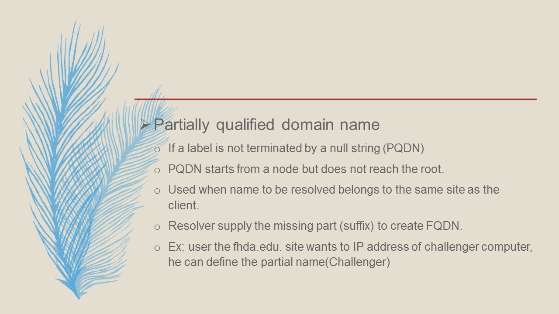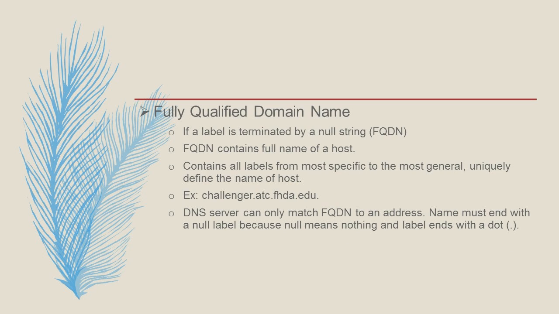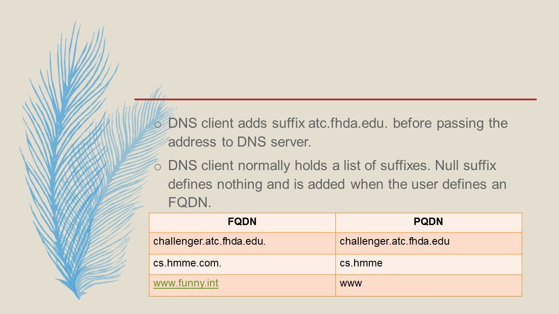domain name. For example, if a user at fhda.edu wants to get the IP address of the challenger computer, he or she can define the partial name. The DNS client adds the suffix atc.fhda.edu before passing the address to the DNS server. The DNS client normally holds a list of suffixes.